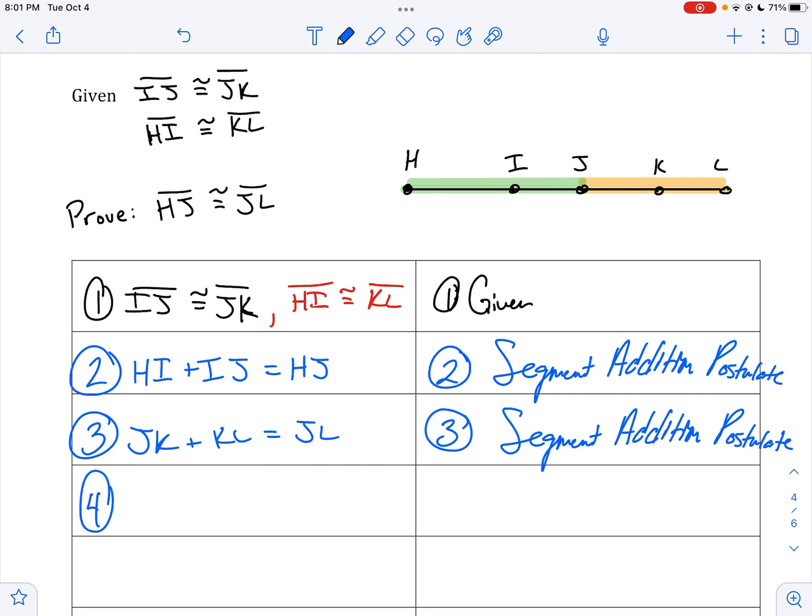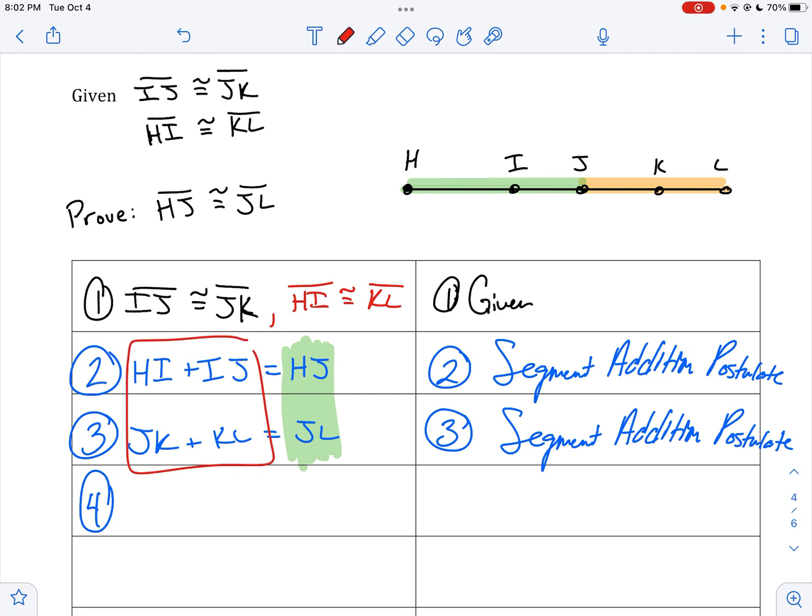Okay, so I did my givens, I checked for vocabulary words, I checked my diagram for given things, couldn't find anything. I did my segment addition postulates. Now, really what I want to prove is that those two segments, HJ and JL, are equal. So if I want to prove that the right side of the equation is equal, well, if the right side of the equation is equal, what else should be equal? If the right sides are the same, then the left sides should also be the same.